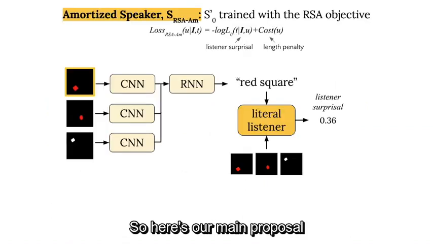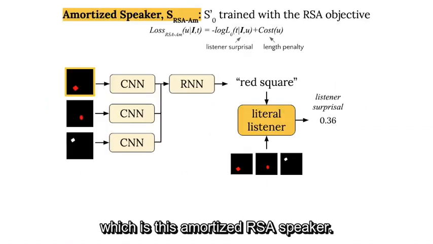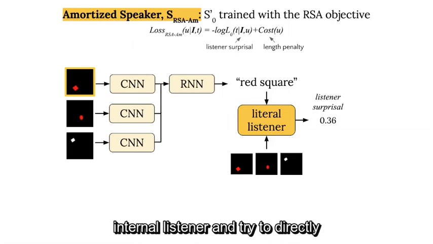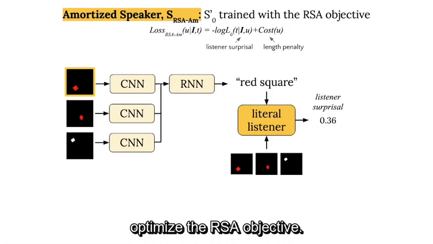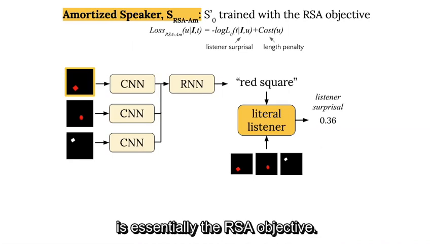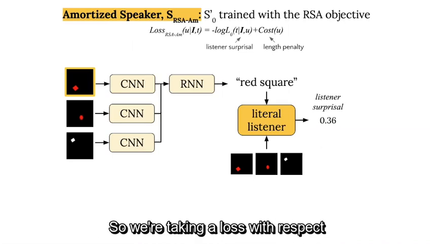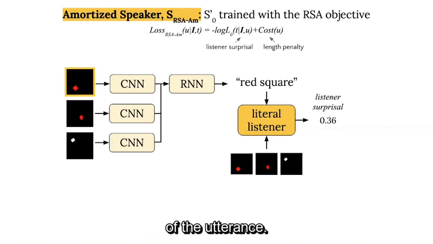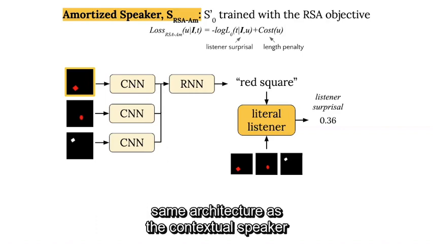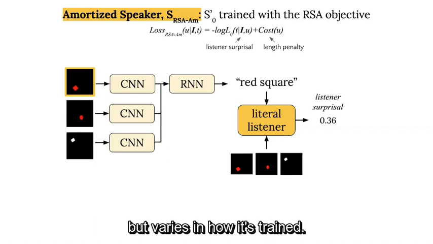So here's our main proposal, which is this amortized RSA speaker. And for this model, we take a fixed pre-trained internal listener and try to directly optimize the RSA objective. And we do that by training with respect to this loss function, which you'll notice is essentially the RSA objective. So we're taking the loss with respect to the listener surprisal and the cost of the utterance. Essentially, this speaker has the exact same architecture as the contextual speaker, but varies in how it's trained.